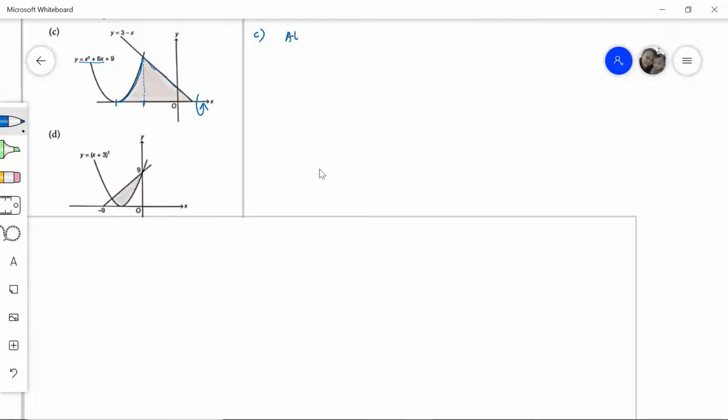Okay, so for the curve at x-axis, we know that y equals 0. Therefore, x squared plus 6x plus 9 equals 0. And if we factorize, we will have x plus 3 squared equals 0. Therefore, x equals -3. So we found this one to be -3. And then what about the straight line? For the straight line, at x-axis, y equals 0. Therefore, 3 minus x is also equal to 0. So x equals 3. Okay, so we have 3 here.